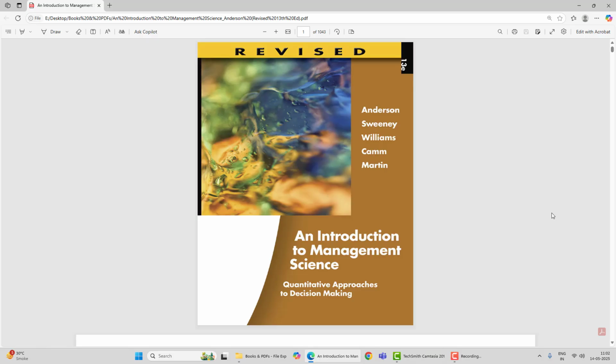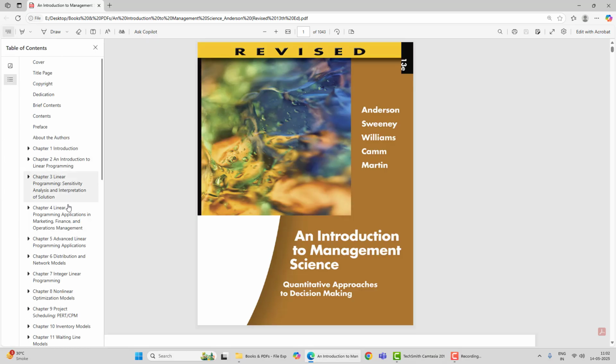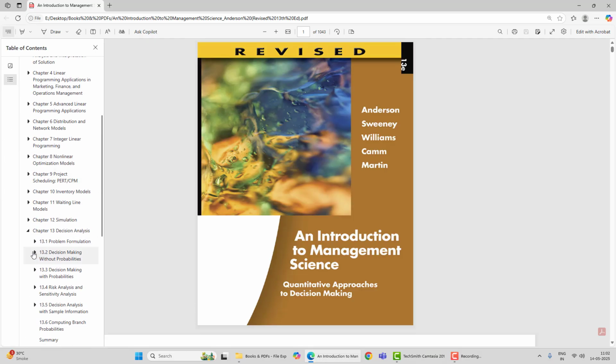So this is the book which we are going to use. This is an online copy I have, 13th edition, by Anderson, Sweeney, Williams, Camm and Martin, An Introduction to Management Science, Quantitative Approaches to Decision Making. So we will directly go to the decision making chapter, which is chapter 13, that is decision analysis.